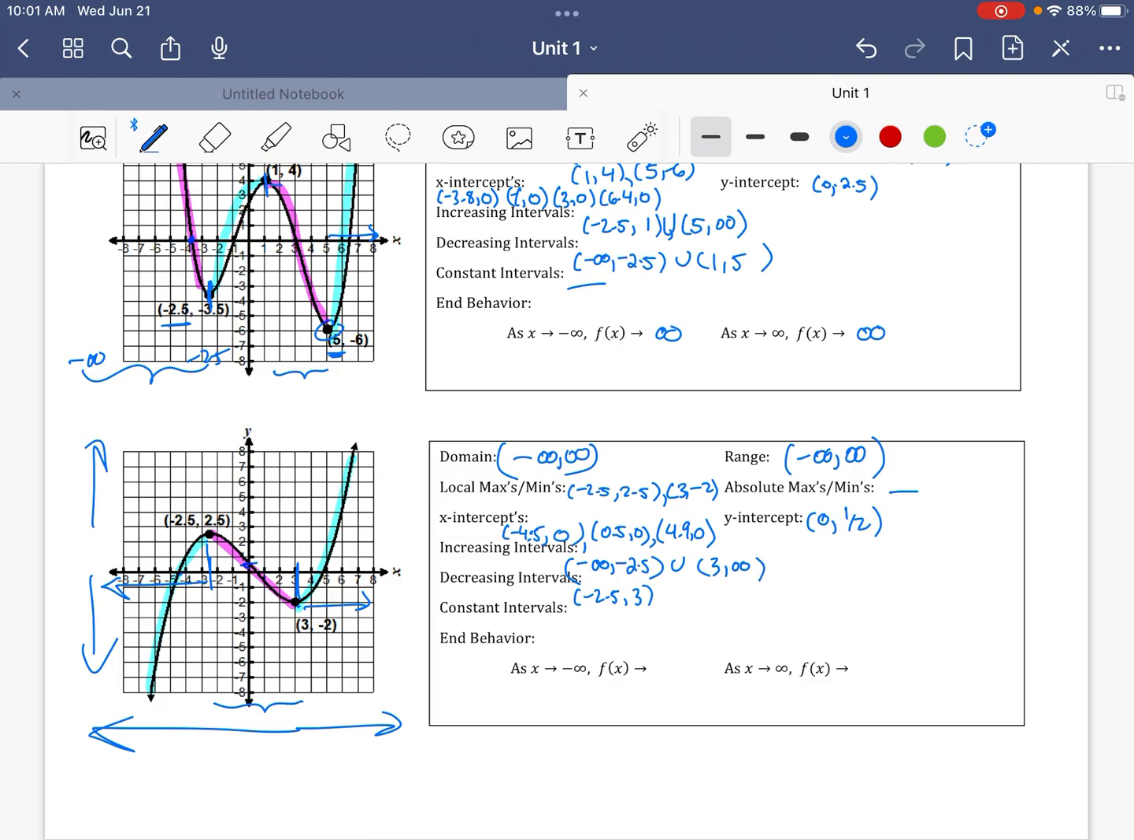But everything before negative 2.5, so that would be negative infinity to negative 2.5, or everything after 3 was increasing. Constant none. And my end behavior, well, this is the left side. So look at the left side, going down to negative infinity. Right side, so look at the right side, up to positive infinity. And that is it.